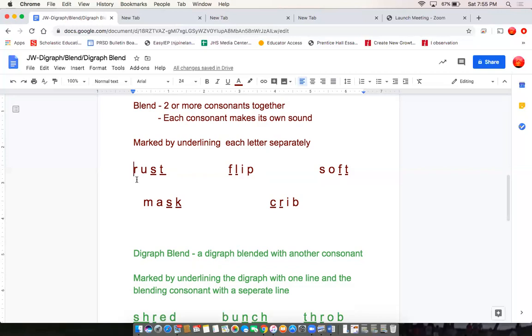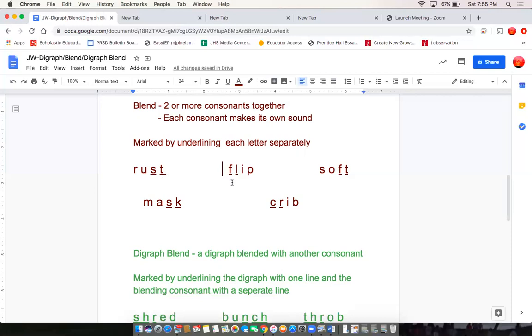So the first word is rust, R-U-S-T. R is a consonant, U is a vowel, and then you have S as a consonant and T is a consonant. But S-T is not a digraph. So it's a blend, two consonants together. How you mark it is an underline for S and an underline for T, because when I say the word rust, I hear the S and the T, okay? So they're underlined separately.